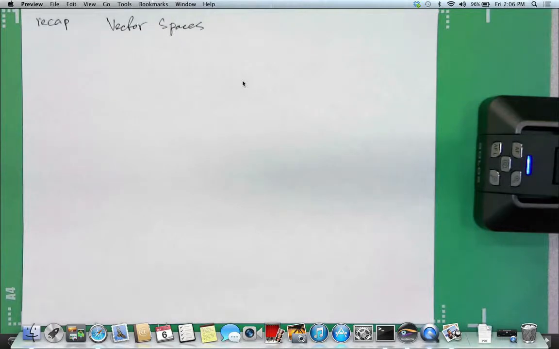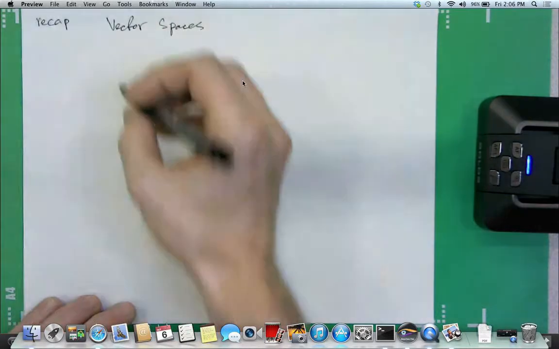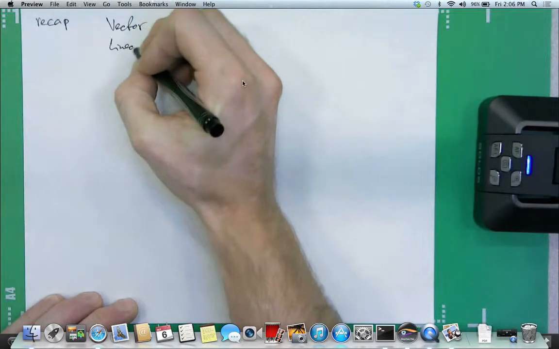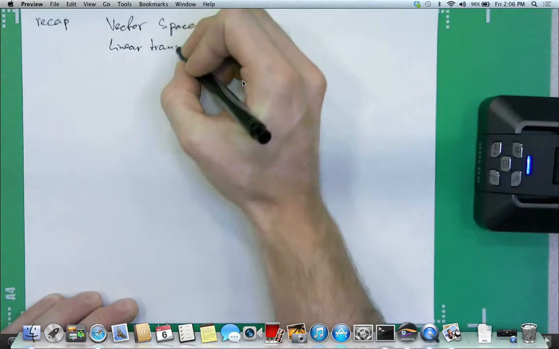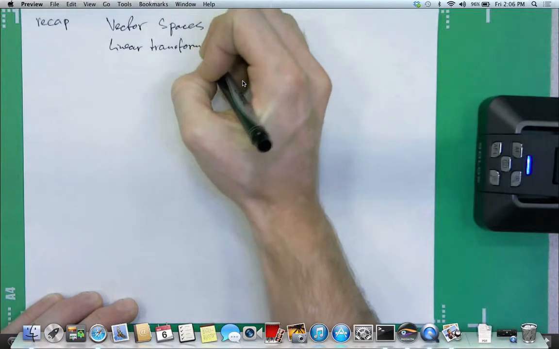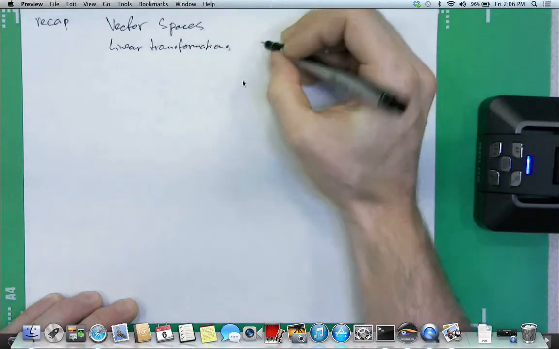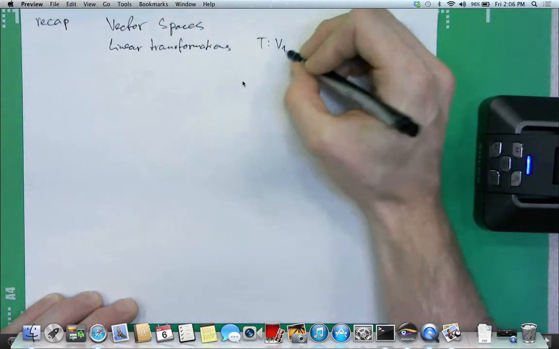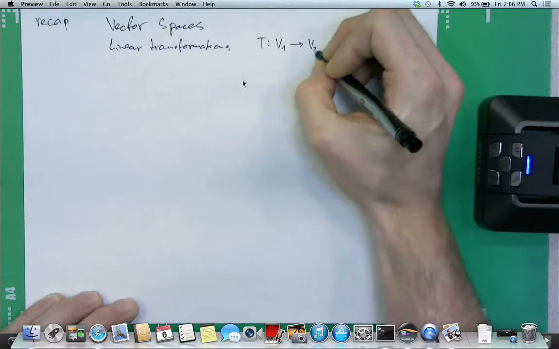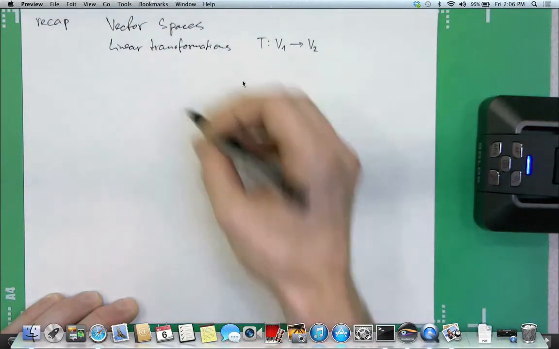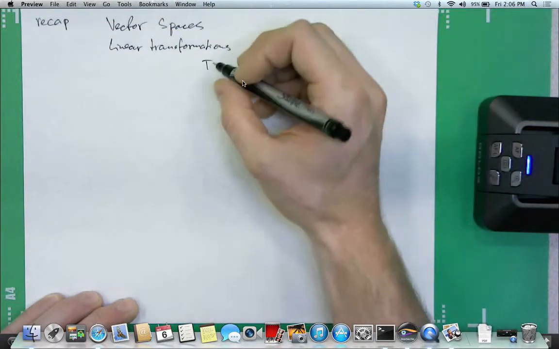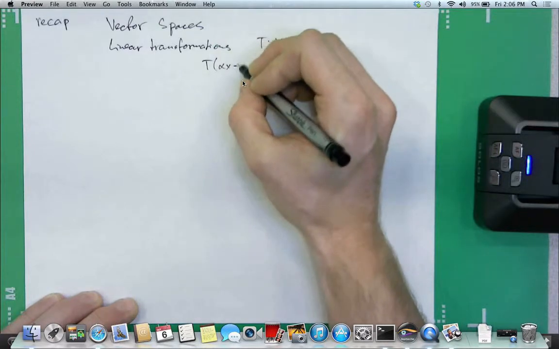Okay, so this was the definition of a vector space. Remember just this: it's a set with some operations, and the operations have some very interesting, very special properties, which are not for granted at all. The next thing we talked about was linear transformations. If I have a transformation T from one vector space V1 to another vector space V2, then the transformation is called linear if this is true.